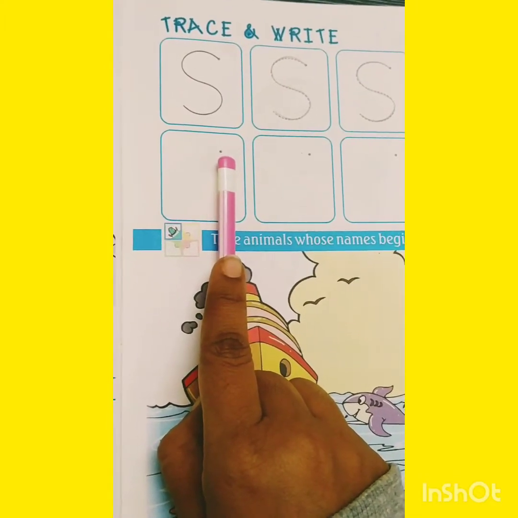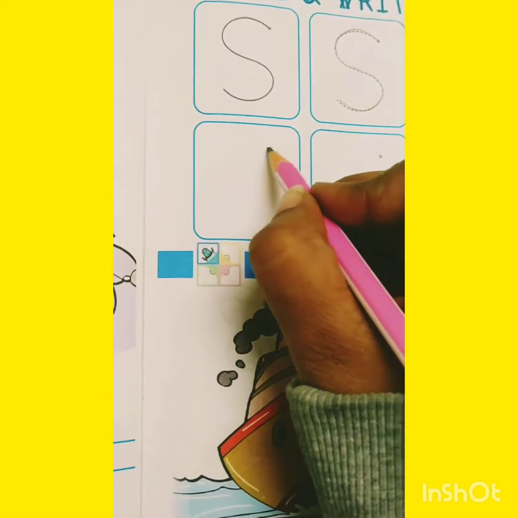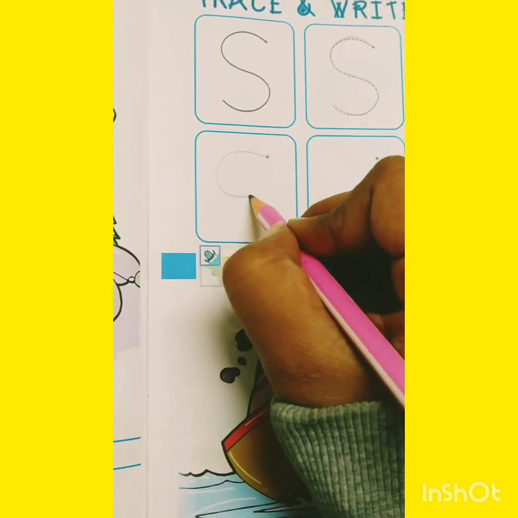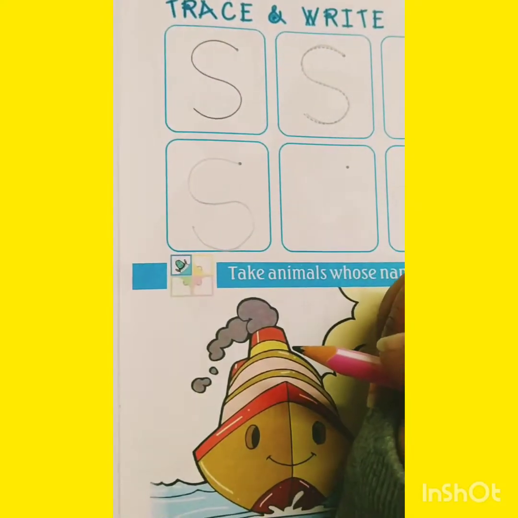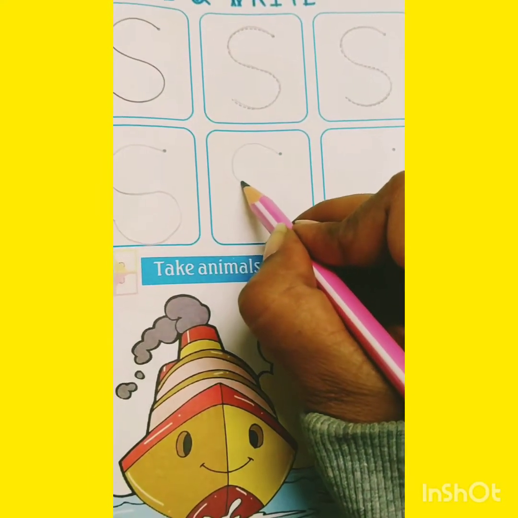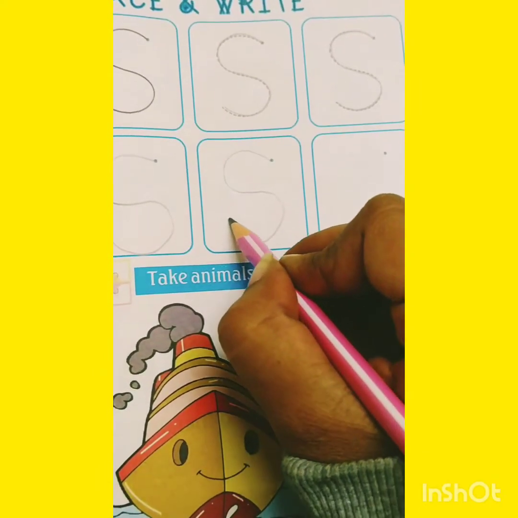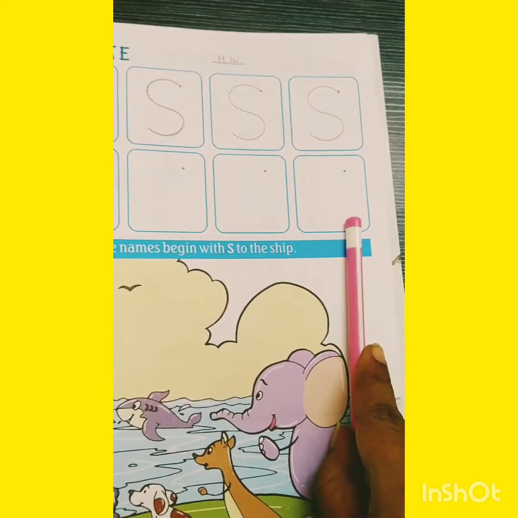Okay, so from this dot you have to make letter S. Okay, how to make? Now look here. From this dot first you have to make left curve, then you have to make right curve. Okay, again first you have to make left curve, then you have to make right curve. Okay, so like this you have to complete this full line.